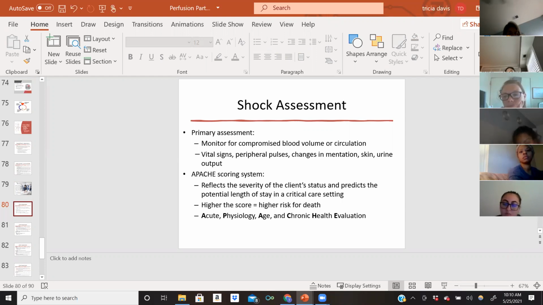What do you think? How can we monitor for compromised blood flow in our patients? What kind of things can we look at? Use a pulse ox. Yes, we can use a pulse ox. What else can we use? Check for pulses. Yep. See if the extremities are warm. Exactly. Are they warm? Are they cool? Do they have any swelling? Checking that apical pulse, checking their mental status. So vital signs, changes in mentation, skin, urine output.